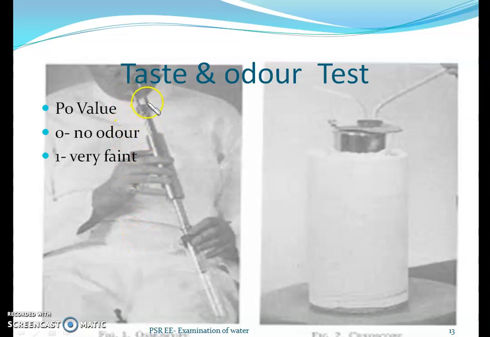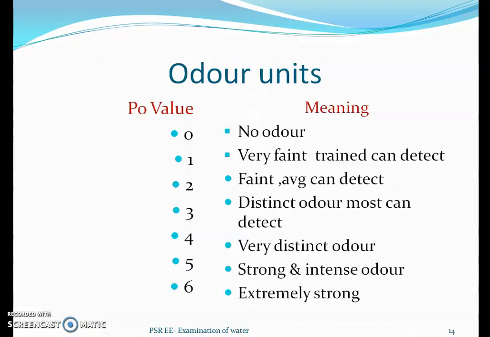The two nostrils are kept, one in the standard water and one in the sample, prepared at the different ratios 1:2, 1:4, 1:8 and 1:16. Then the standard for the odor levels: if the PO value is 0, there won't be any odor. At 1, it is very faint, and only a trained person can identify it. If it is 2, it is faint, but an average person can identify it.